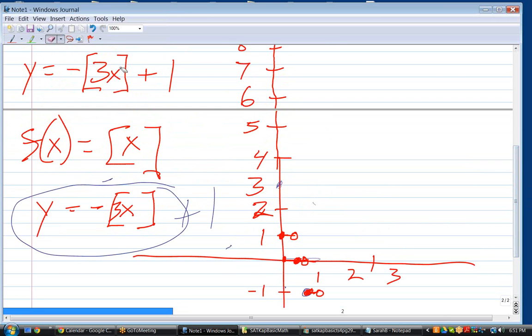If I plug in the same 3/4, then obviously that's minus 2 plus 1. We should be at the minus 1 place, and I am. If I plug in a number in the middle third, like a half, then that's 3/2, greatest integer, which is 1, and I should be on the 0 place. So I am. So that's my correct graph.